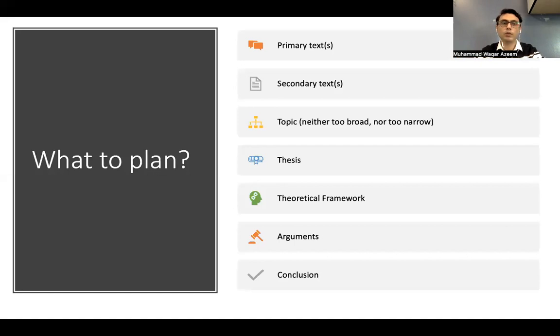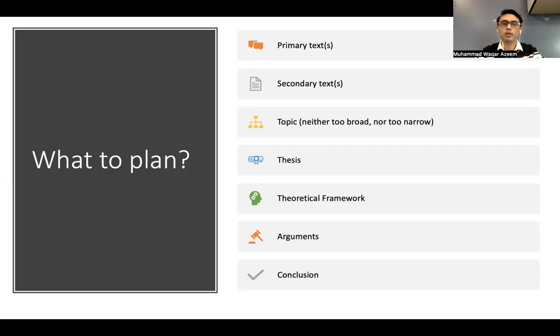So, when you plan your academic paper, what is it that you actually plan? As you should be able to see on your screen, these are the most vital elements that you need to keep in mind as you are planning to write an academic paper for a class. So the first element is your primary text.